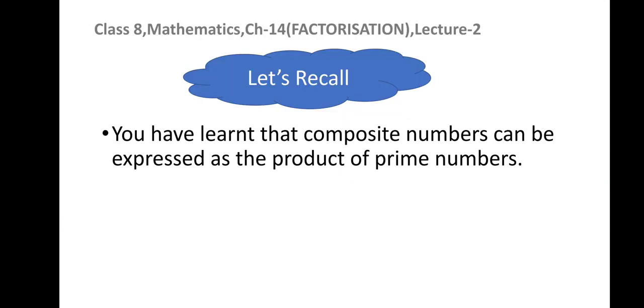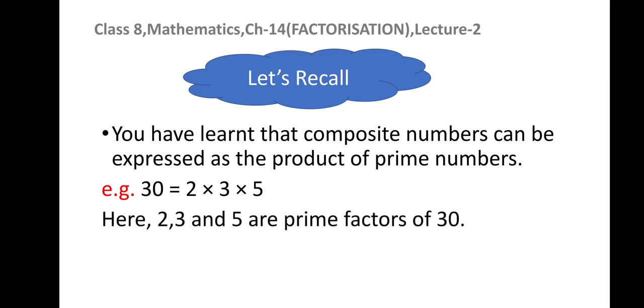We have learned in your previous class that composite numbers can be expressed as the product of prime numbers. So let us take an example. I am taking the example of 30, and you all know how to do the prime factorization of 30. So 2, 3 and 5 are the prime factors of 30.